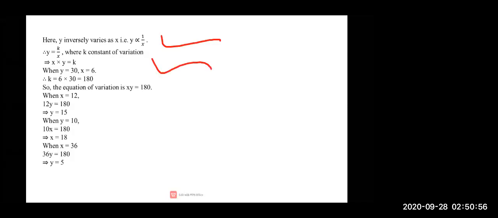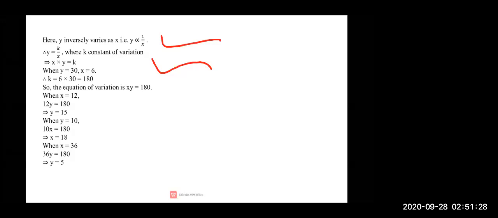Therefore y equals what? K upon x, where k is our constant of variation. Here y equals k upon x. This is the formula. We have learned the same thing and we are applying it here. So y equals k upon x, where k is our constant. Now the formula is x multiplied by y equals k.